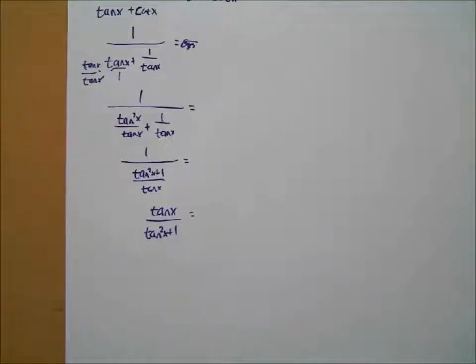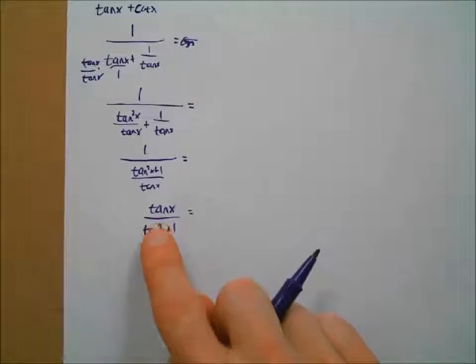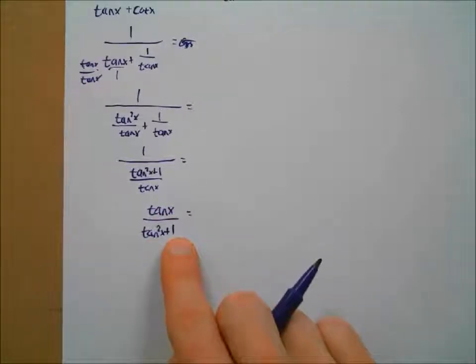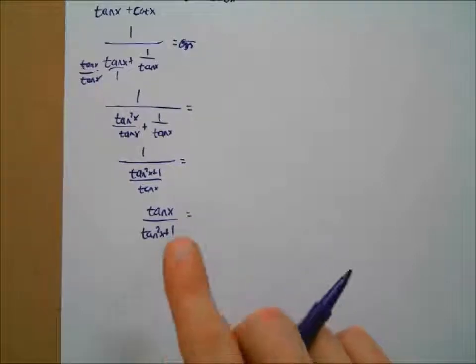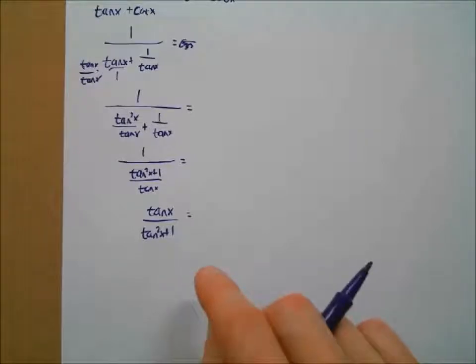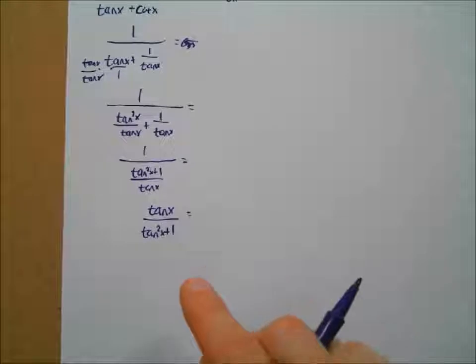Can we break up the numerator? Sorry, can we break up the denominator, make this tangent x over tangent squared x plus tangent x over 1? Can we break that up? No, okay. Remember, we can't break... Yeah, it's a frowny face, right? No, you can't break up your denominator. You can break up your numerator, but you can't break up your denominator, okay? So we have to leave it like that, unfortunately.